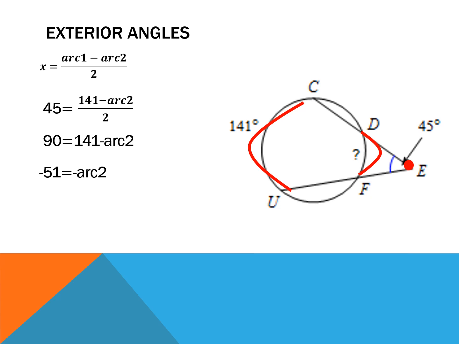Okay, so I got negative 51, and the reason is that negative 51 equals negative arc 2. When you divide by negative 1, you get your positive 51. It's really hard to see because it's tiny, but I promise you it says negative 51 equals negative arc 2.